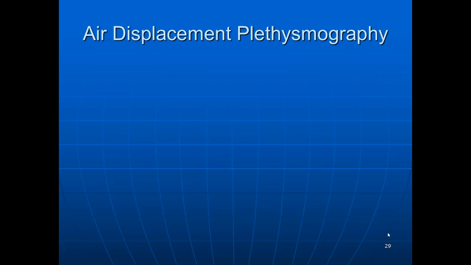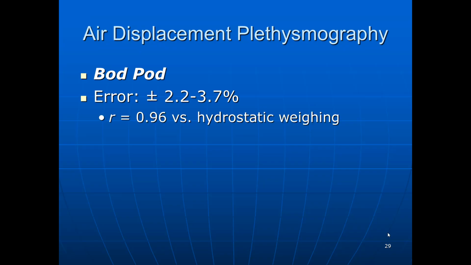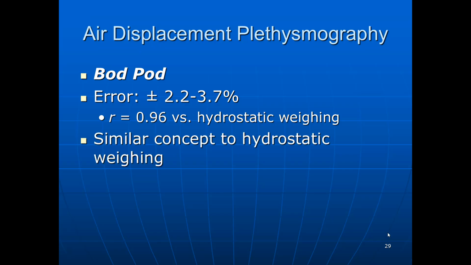The next technique I wanted to cover is air displacement plethysmography. This is a similar concept in that you're trying to get the volume of the body to get density, but this time we use how much air is displaced. So the major technique that uses this is the BodyComp. If you've seen it, it looks like a little oval shaped structure. The error is pretty good, so right around 3% on average. Correlates well with hydrostatic weighing.